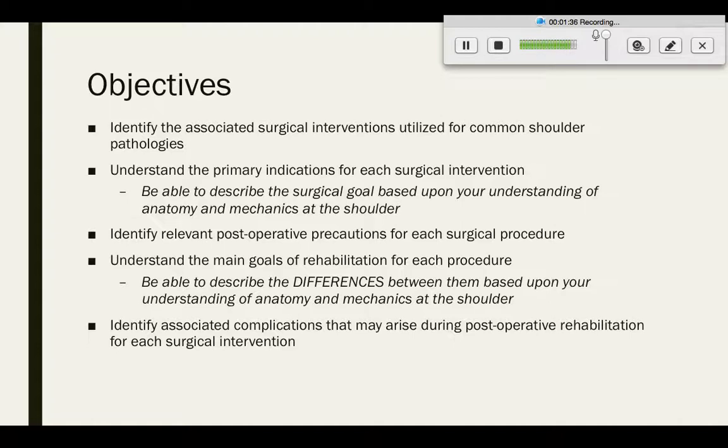We'll also review some associated complications with many of these procedures as well that you should be aware of moving forward in rehabilitation with your patients.